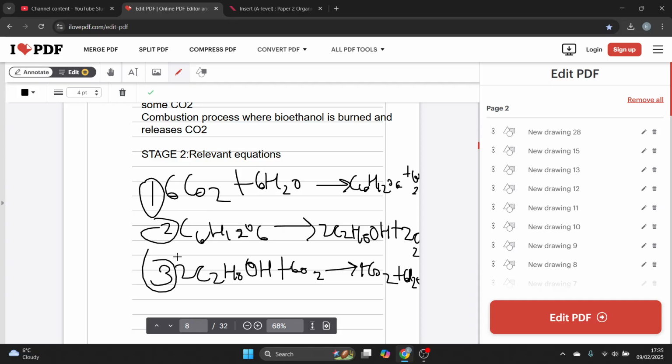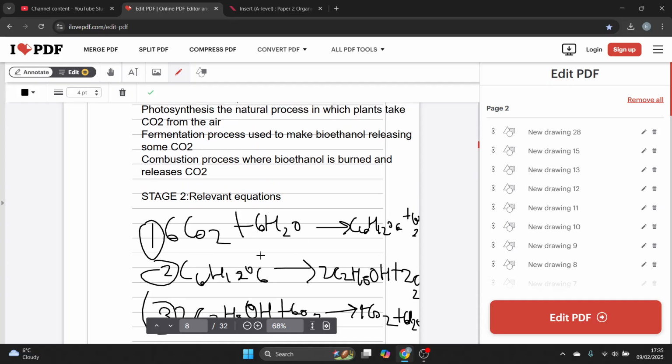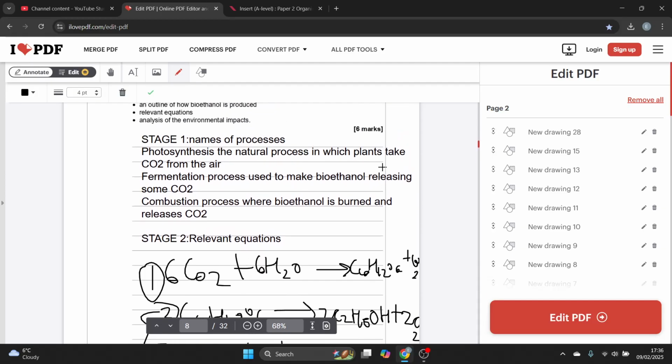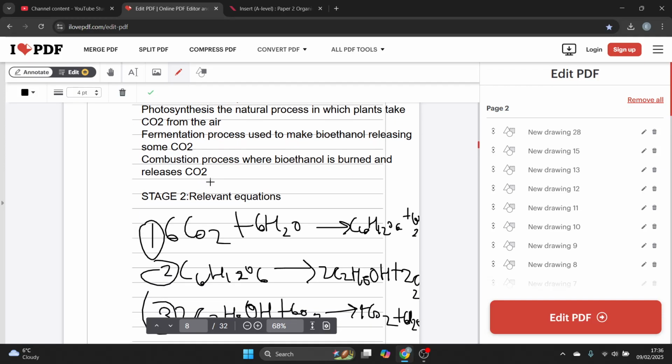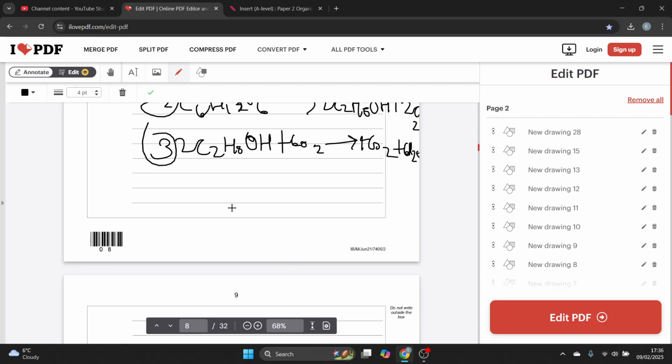Okay, so the first one's obviously photosynthesis, second one is fermentation, and third one is the combustion process. Photosynthesis, plants take up CO2 from the air. Fermentation, make bioethanol releasing some CO2. Combustion, where bioethanol is burned and releases CO2. 6 CO2 plus 6 H2O to form C6H12O6 plus 6 O2. C6H12O6 arrow 2C2H5OH plus 2 CO2, and then 2C2H5OH plus 6 O2 to form 4 CO2 plus 6 H2O.